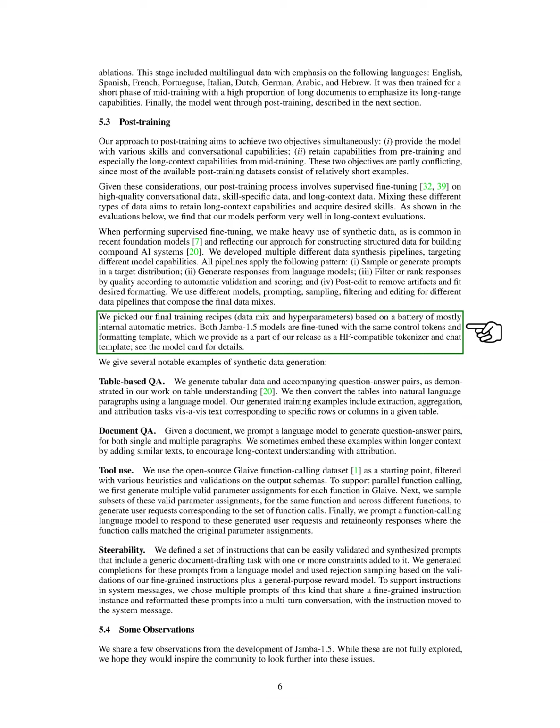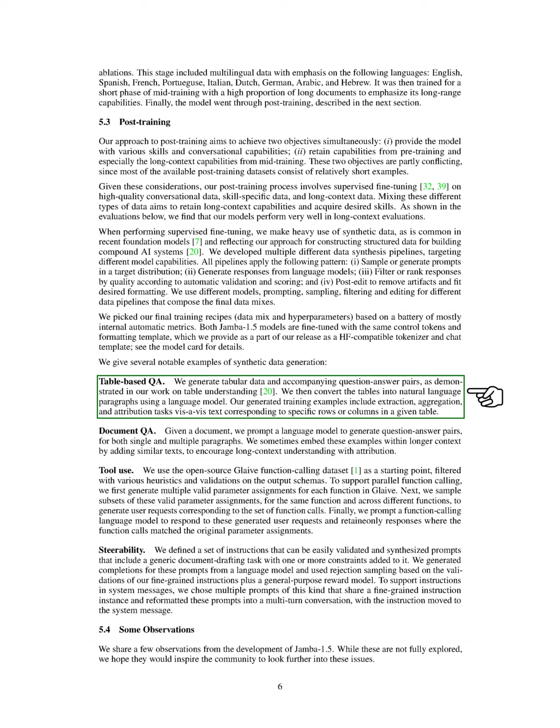Both Jamba 1.5 models were fine-tuned using the same control tokens and formatting template, which we provide as part of our release, compatible with Hugging Face tokenizers and chat templates. Lastly, we generated tabular data and corresponding question-answer pairs, as shown in our work on table understanding. We converted these tables into natural language paragraphs using a language model, creating training examples that included extraction, aggregation, and attribution tasks related to specific rows or columns in the tables.